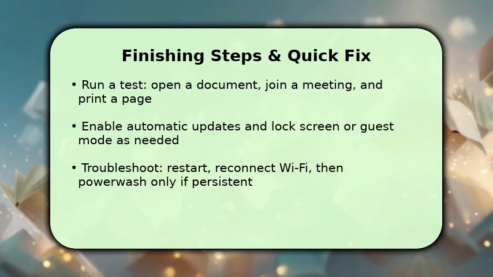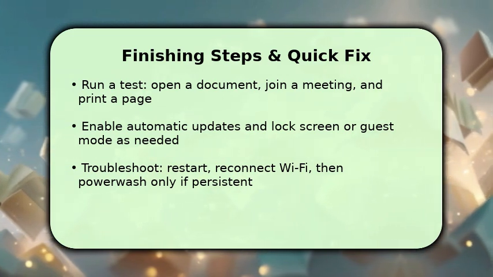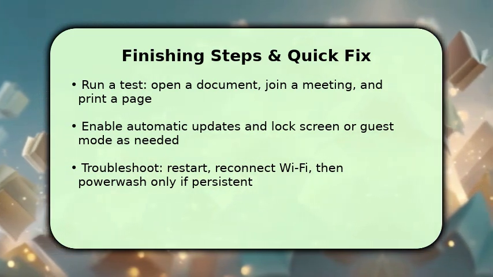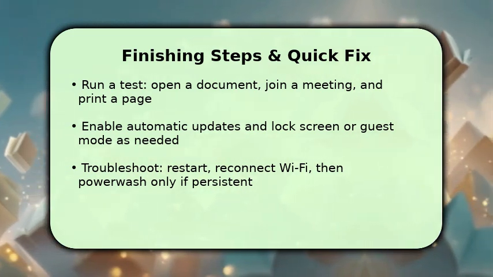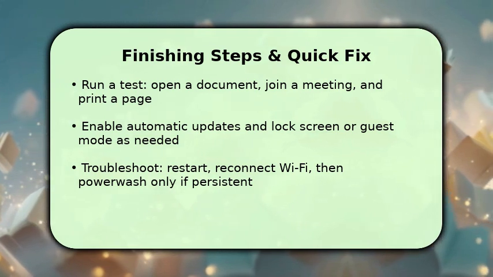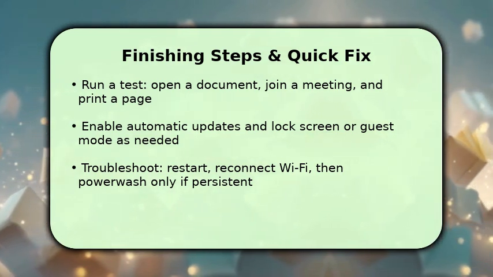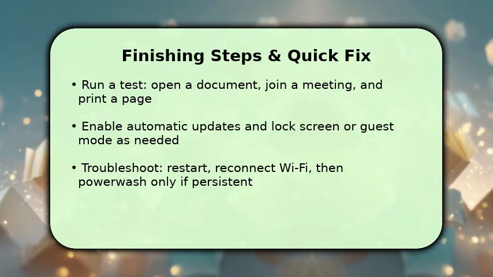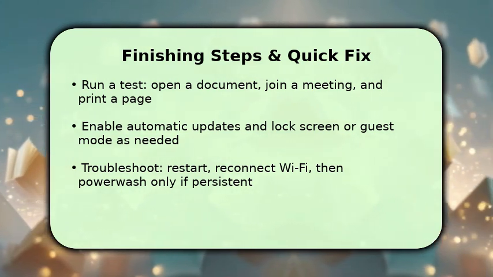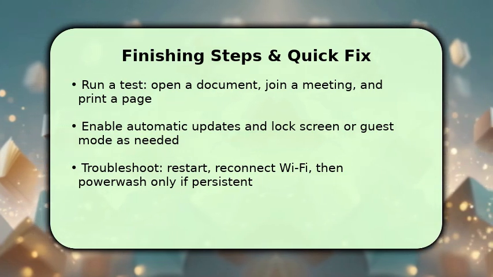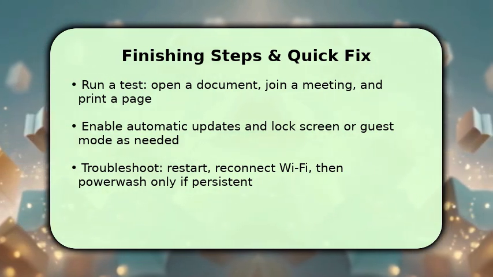If something goes wrong, try the simplest fixes first. Restart the Chromebook and reconnect to Wi-Fi. If audio, camera, or profile issues persist, recheck permissions in settings. Only perform a power wash, factory reset, after consulting IT, because that erases local data and requires re-enrollment.